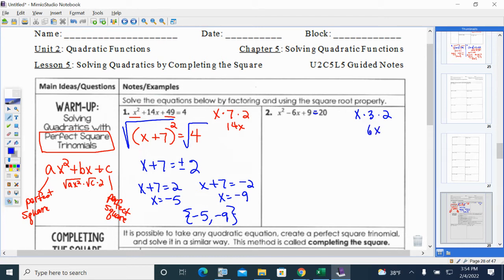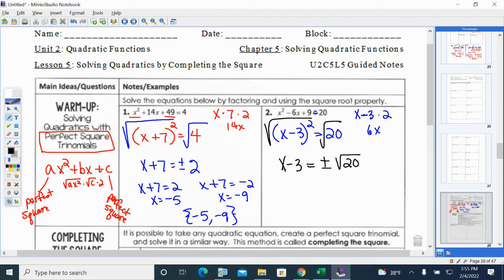I do need it to be a negative. So in order for that to be a negative, I'm going to make that a negative 3. This is going to factor into x minus 3 squared equals 20. So the left side was a perfect square trinomial. It factors into x minus 3 squared. And now I can finish this problem off by square rooting both sides. And I get x minus 3 equals a positive and negative square root of 20.